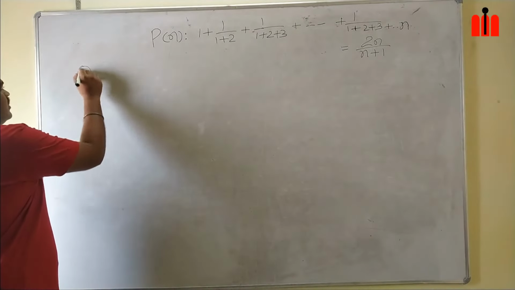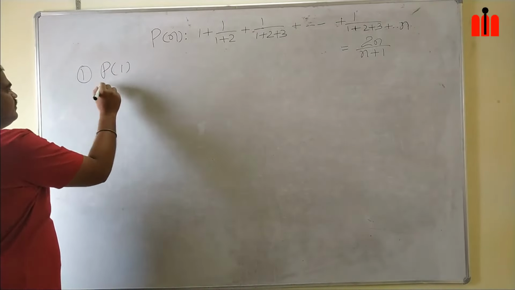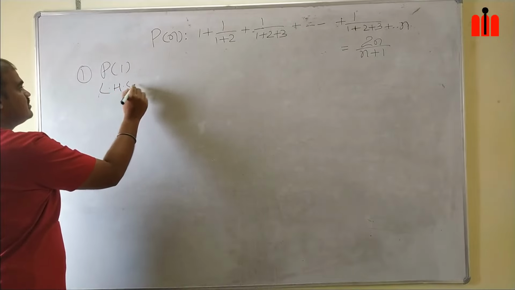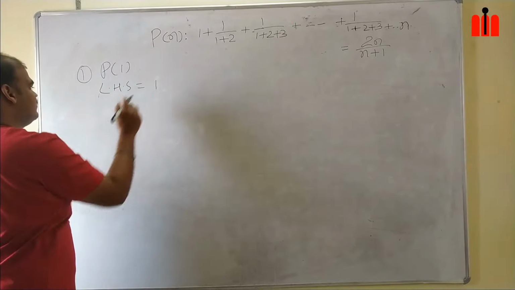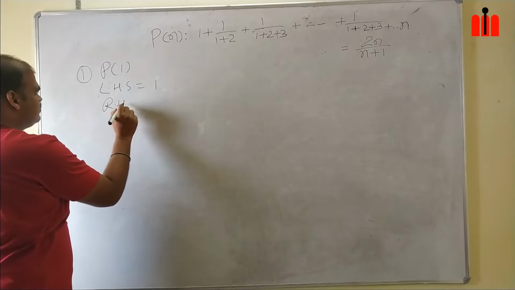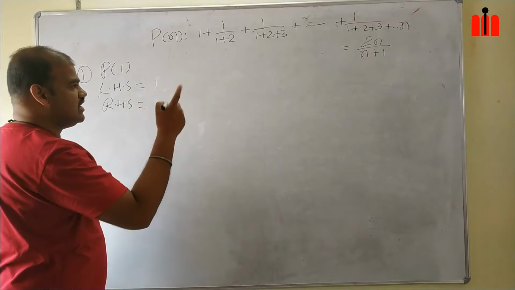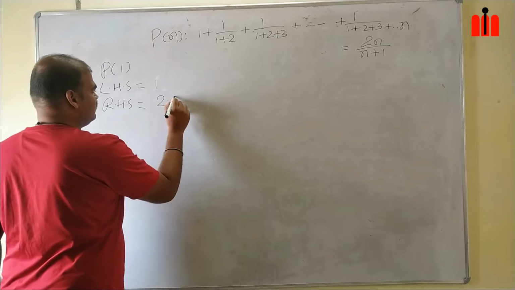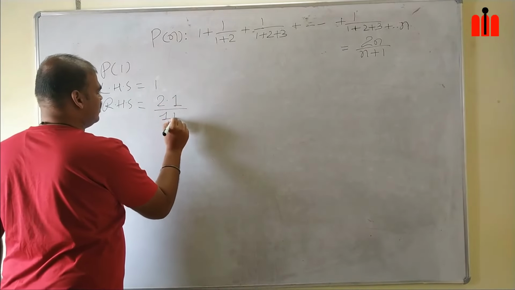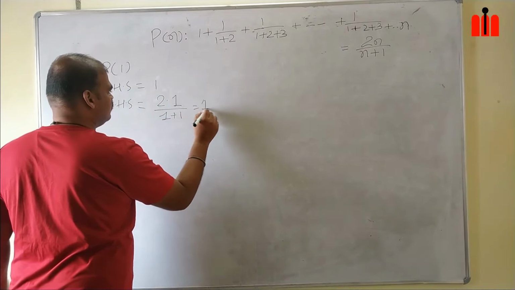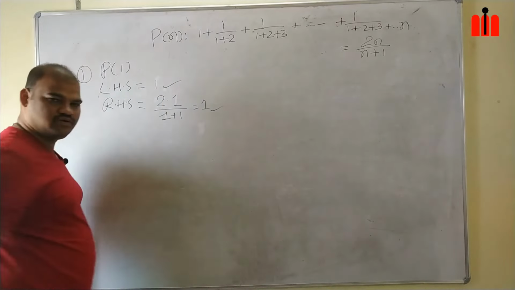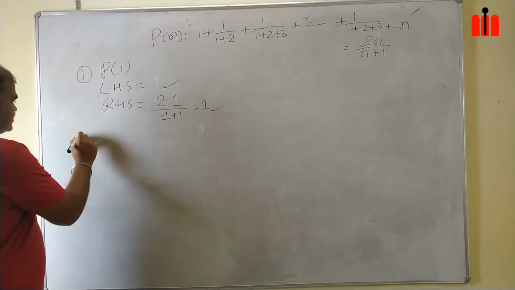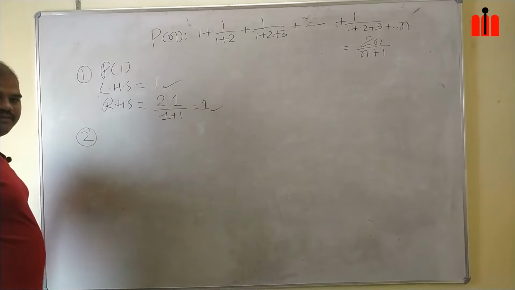First step is for P(1). For P(1), what is my LHS? LHS is the first term, which is 1. My RHS: in place of n I have to substitute 1. So it will be 2 into 1/(1+1), which will be equal to 1. So LHS is equal to RHS. Check is done. Now the assumption step.